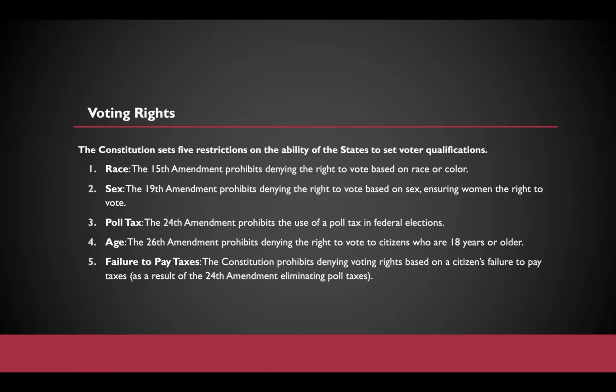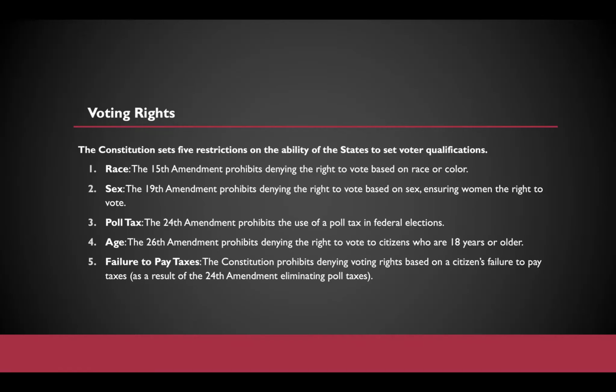The Constitution sets 5 restrictions on the ability of the states to set voter qualifications. The first is race. The 15th Amendment prohibits denying the right to vote based on race or color. Sex. The 19th Amendment prohibits denying the right to vote based on sex, ensuring women the right to vote. Poll tax. The 24th Amendment prohibits the use of a poll tax in federal elections. Age. The 26th Amendment prohibits denying the right to vote to citizens who are 18 years or older.